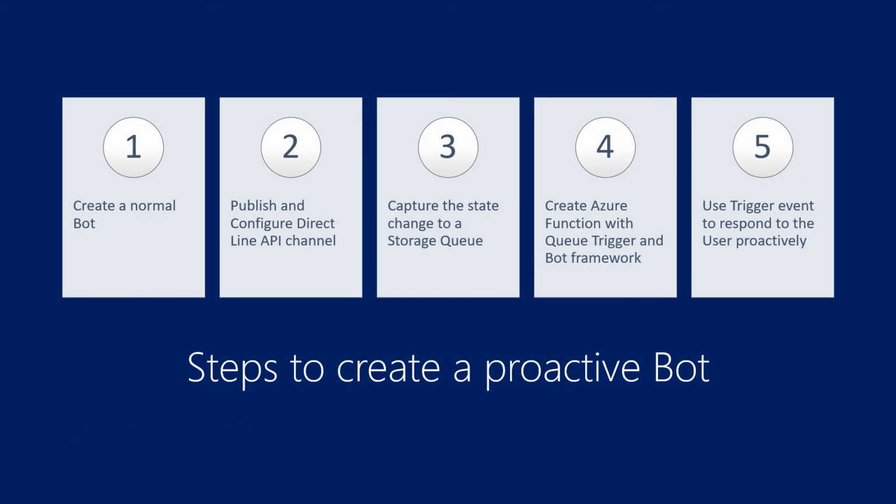So let's summarize what we have learned today. We have created a normal bot, published it and configured the Direct Line API channel. We have created a storage account and made sure the message is enqueued into the storage queue. And we have created an Azure function on top of it, which is triggered whenever there's a message in the queue. The Azure function creates a trigger event which the bot application responds to and sends a message proactively to the user. So this completes our learning on building a proactive bot using the Microsoft Bot Framework.